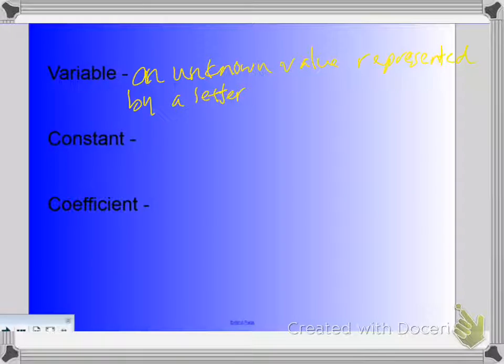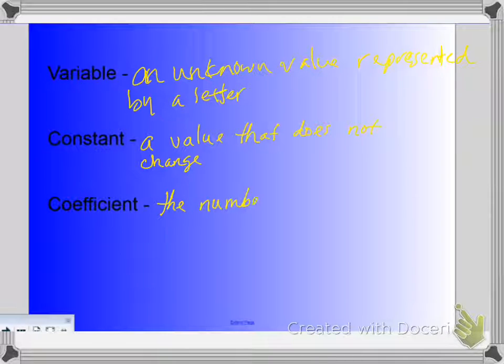letter. A constant is a value that does not change. And a lot of times you'll see that represented by the letter K. But this is a number that is in a problem that stays the same every time. And then we have a coefficient. And a coefficient is the number that is being multiplied by a variable.